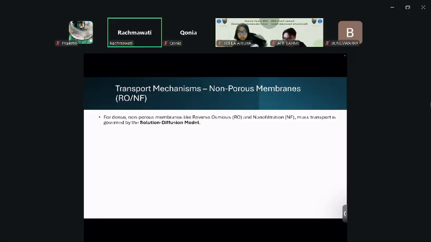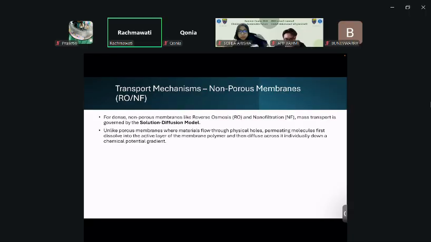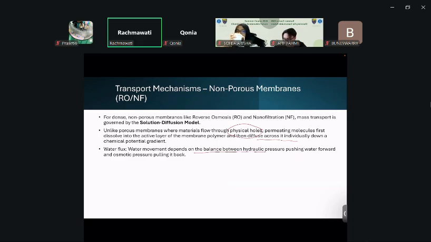And how about reverse osmosis and nanofiltration? If the pores are very small, so it's very dense, then the mass transport is actually governed by the solution-diffusion model. So it's different compared to the porous membrane where the materials flow through physical holes. Permeating molecules first dissolve in the active layer of the membrane polymer and then diffuse across it individually down a chemical potential gradient. In this case, the water flux, the water movement, will depend on the balance between hydraulic pressure pushing the water forward and osmotic pressure pulling it backward.